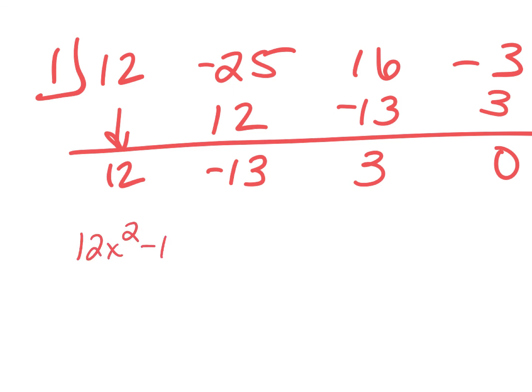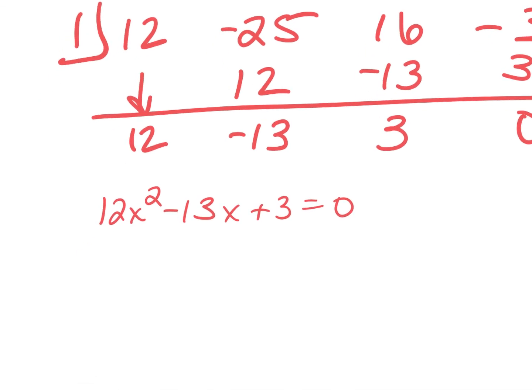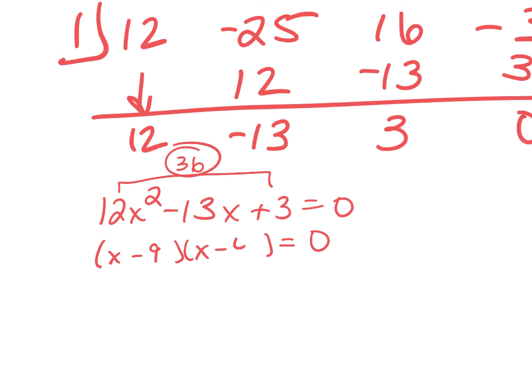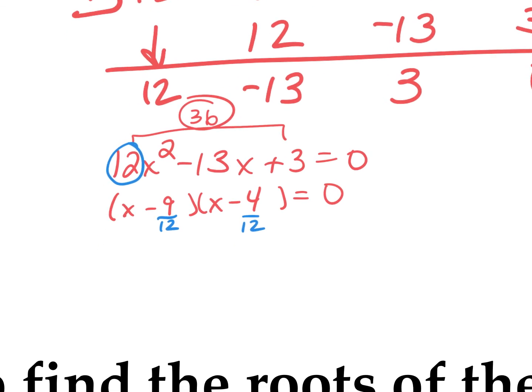12x squared minus 13x plus 3 equals 0. Now we need to factor. A is not 1, so A times C. 12 times 3 is 36. I need factors of 36 that multiply to give me 36, but add to give me -13. -4 and -9, good. My A term, guys, is not 1. So I have to put my 12 underneath both of these. Do either of these divide out pretty? No, but you can simplify. X minus 3/4, right? And x minus 1/3.